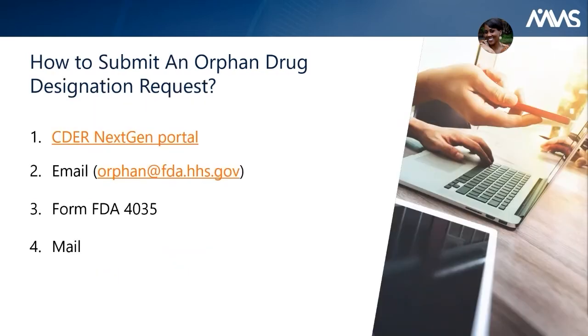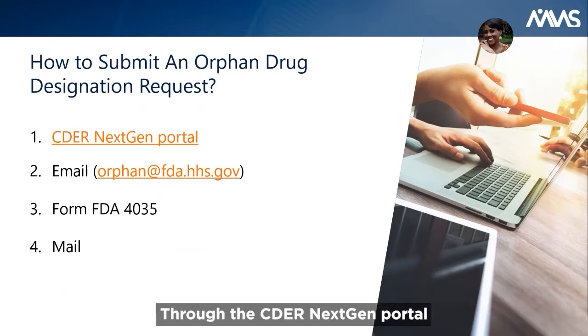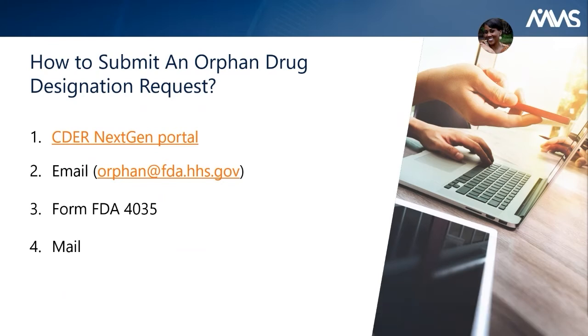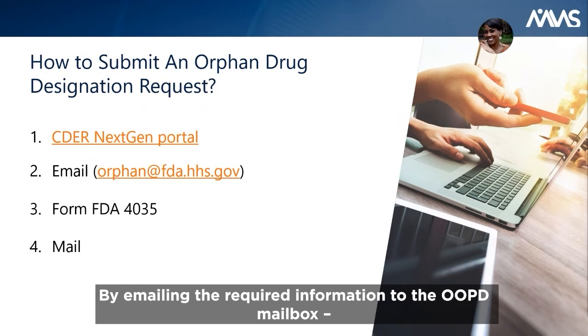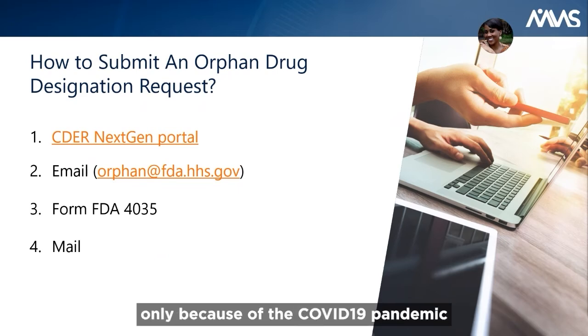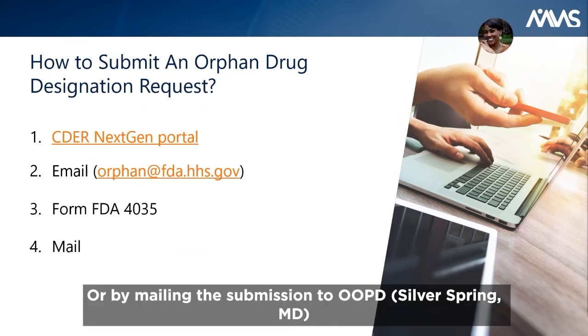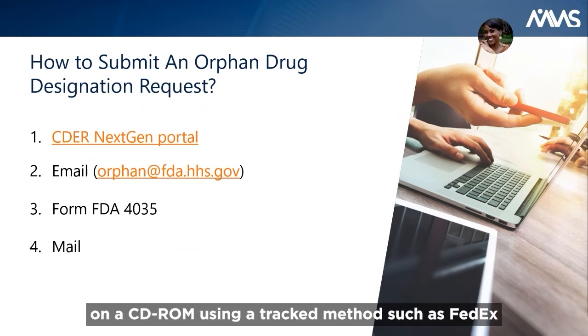Sponsors may submit orphan drug designation requests one of four ways: through the CDER NextGen portal, or by emailing the required information to the OOPD mailbox. Please note that this email method was made available only because of the COVID-19 pandemic. Another method for submitting is via the FDA Form 4035 or by mailing the submission to OOPD on a CD-ROM using a tracked method such as Federal Express.